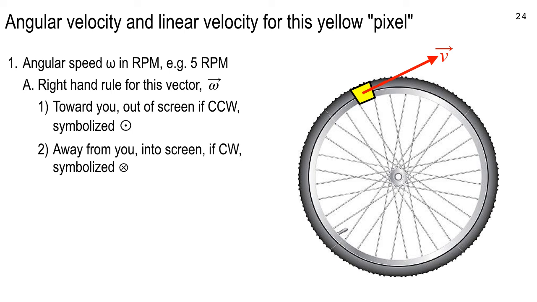Now, we've got two different possibilities here. If you're pointing out of the screen, counterclockwise, the symbol for that is a circle with a dot in the middle of it. If you're going into the screen, the symbol for that is a circle with an X in the middle of it. And those two symbols are marked down right there. Now, what we've got is clockwise. So I'm going to put my angular momentum vector right at the center of the wheel. That's where you draw it.